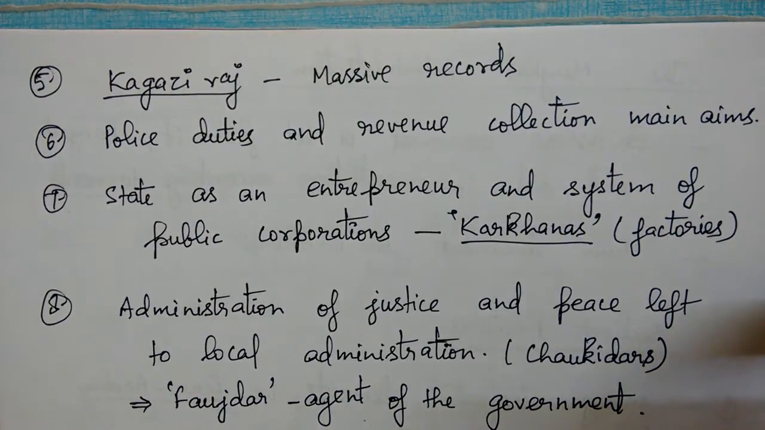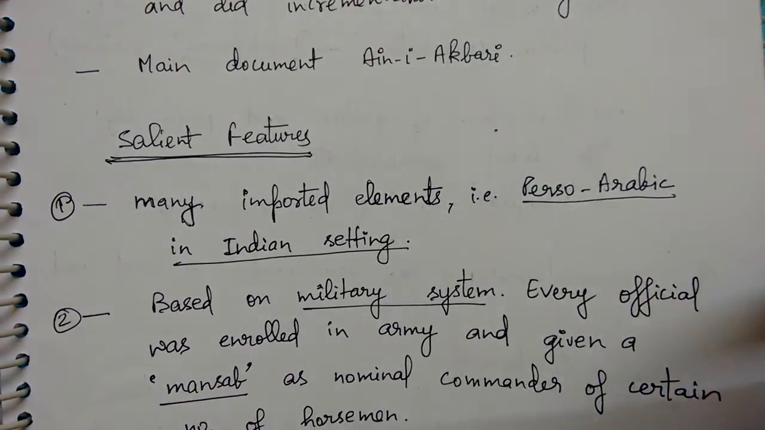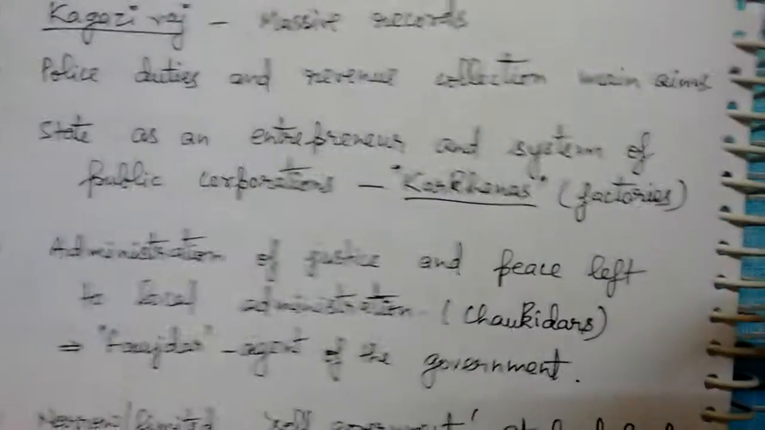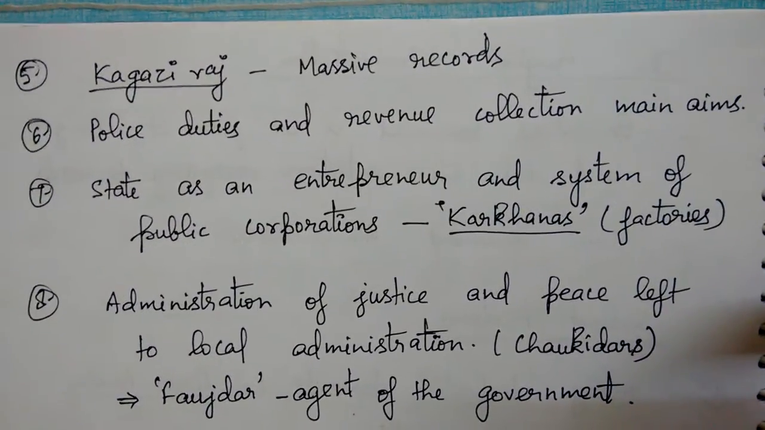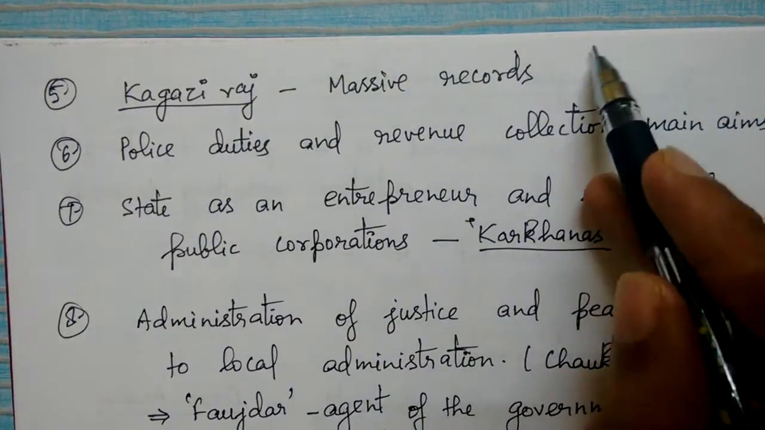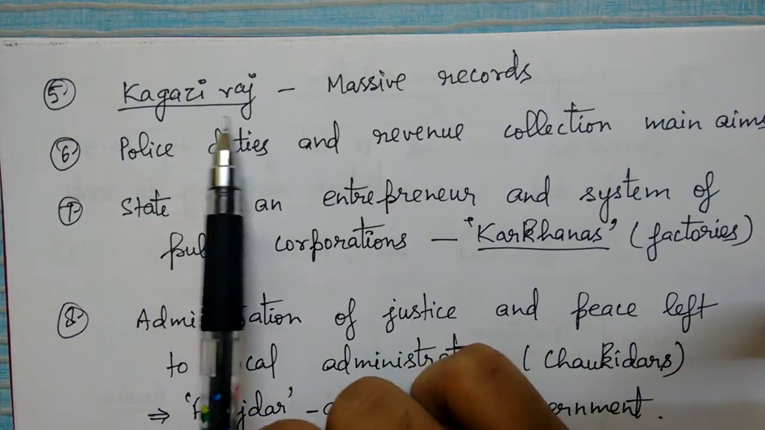And then Mughal administration, we will see. It was essentially Perso-Arabic, that is, main features are derived from Arabic. Arabic means those people who came from the Arabian Peninsula, that is the Middle East. So we will start this video 10. Here you can see the fifth feature, that is Kagzi Raj.